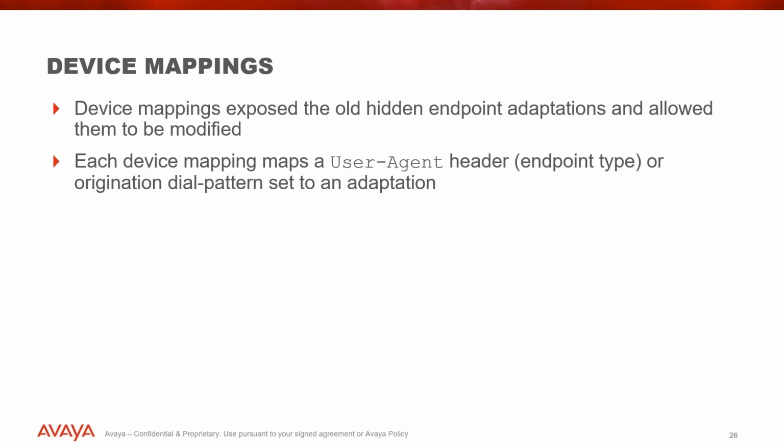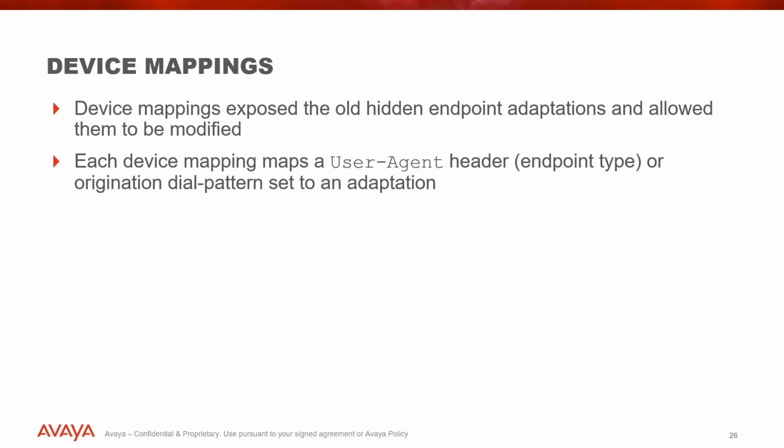A quick word about device mappings. We used to have something called endpoint adaptations. They were hidden. There was no administration you could do. You couldn't enable them or disable them. They were just always there. These were used to do adaptations for particular vendors, like if you had Cisco endpoints or maybe a Cisco PBX. There were certain things that needed to be massaged in order to make those invites palatable to CM.